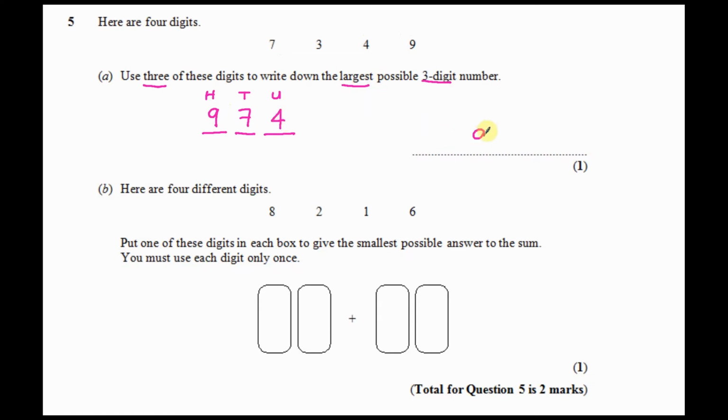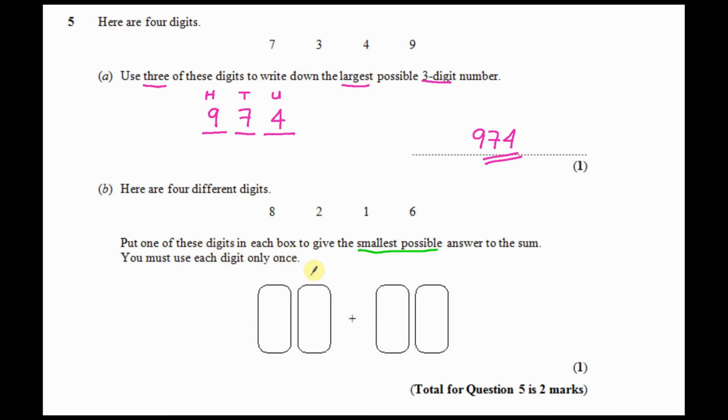So in this case, 974 is the largest 3-digit number that we can make from here. Now, similarly, it says here are 4 different digits, 8216. It says put one of the digits in each box to give the smallest possible answer. So smallest possible answer to the sum. And you must use each digit only once.